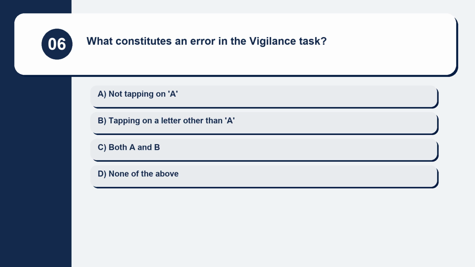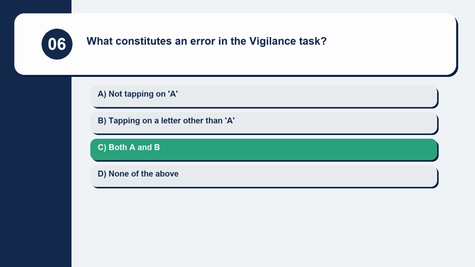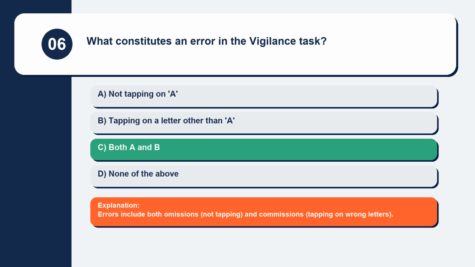Question 6. What constitutes an error in the vigilance task? Not tapping on A. Tapping on a letter other than A. Both A and B. None of the above. Errors include both omissions, not tapping, and commissions, tapping on wrong letters.